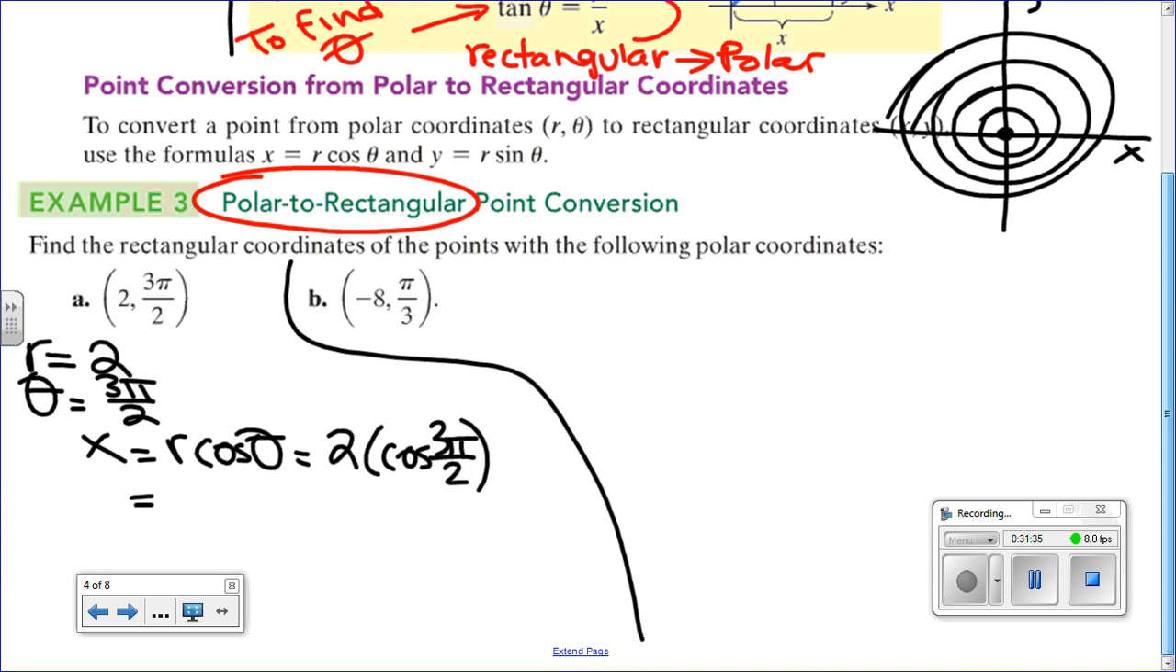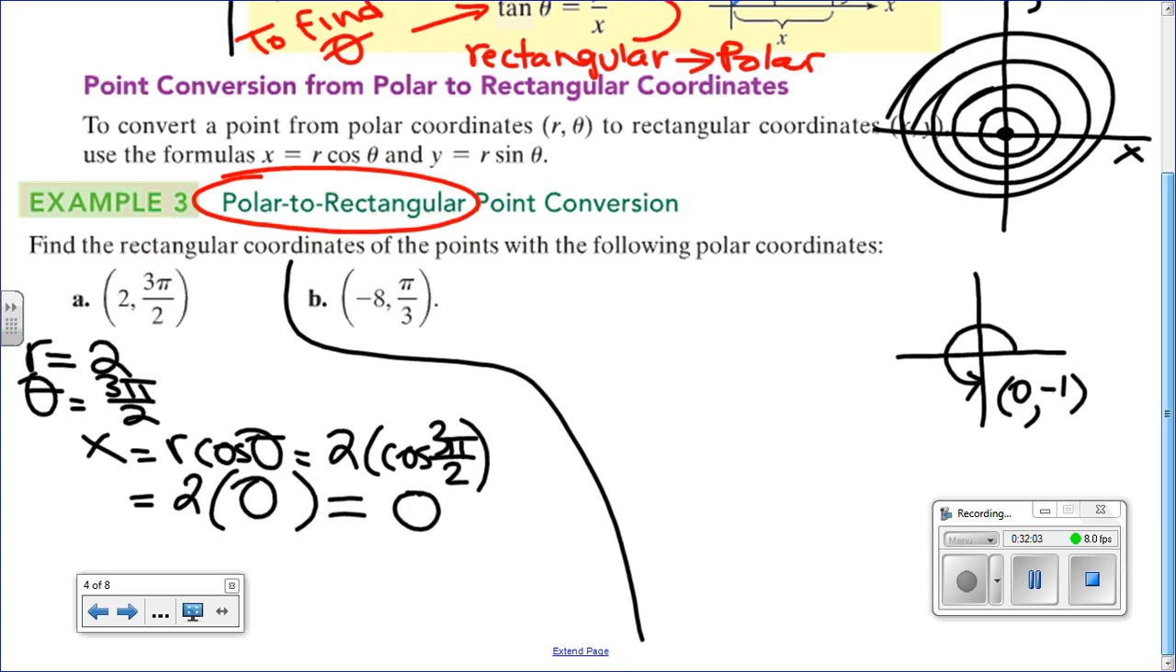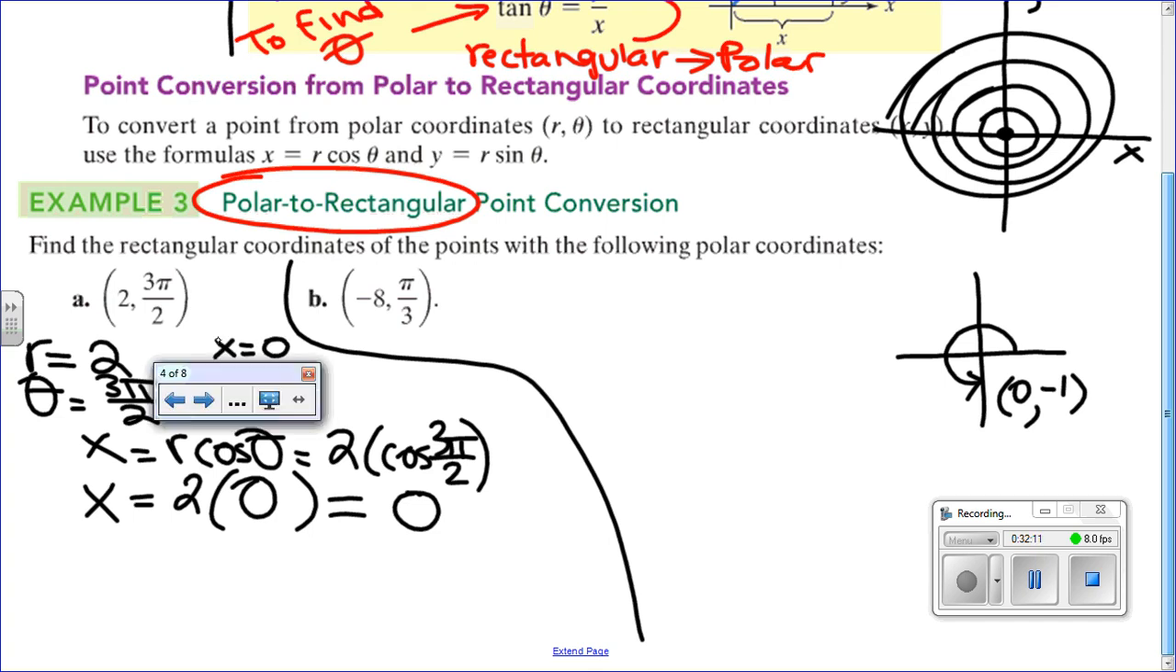And that will equal 2 times the cosine of 3 pi over 2. Isn't it 3 pi over 2 here? Oh, sorry, the other direction. There, right? So what is the cosine there? 0. So the cosine is the x value, so it's 0. So what will this be? 0. So what does that mean? That x equals 0.